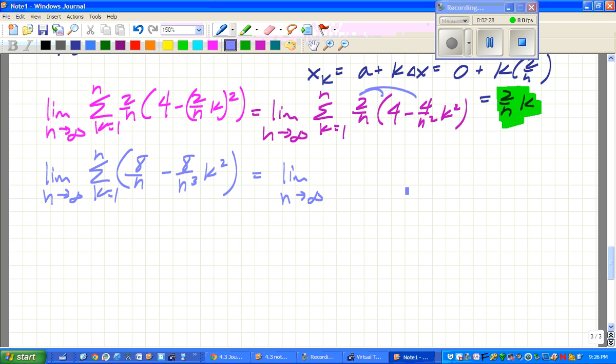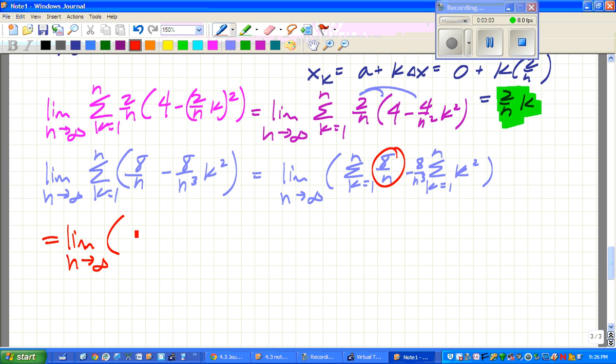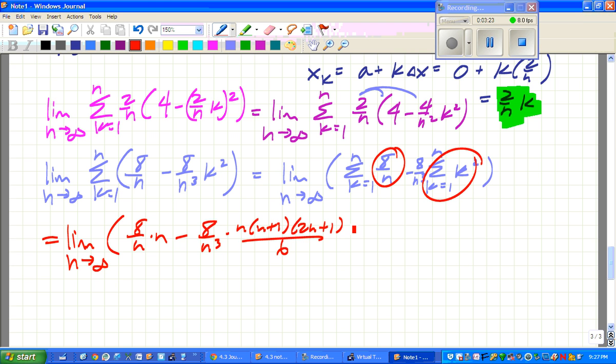So limit as n approaches infinity of the sum of each of these. So this is where we can split it up. Sum from k equals 1 to n of 8 over n minus the sum from k equals 1 to n of this. Remember, we can bring that constant out in front, so 8 over n cubed, and then the k squared stays inside. So the sum of a constant, remember, we take the constant times n. So 8 over n times n minus 8 over n cubed times the sum of k squared. That's the one where we have n times n plus 1 times 2n plus 1 all over 6.